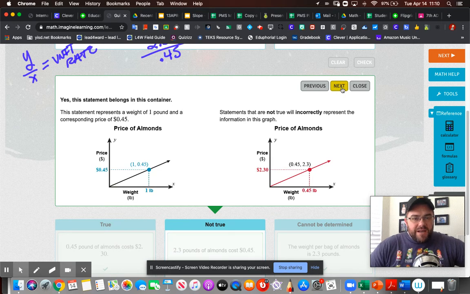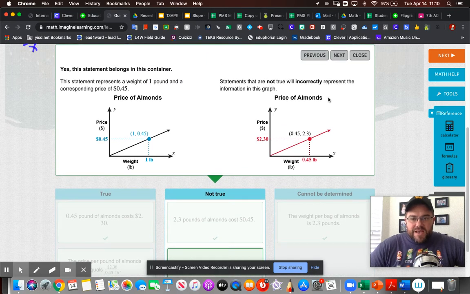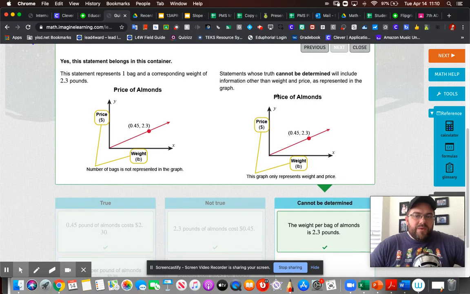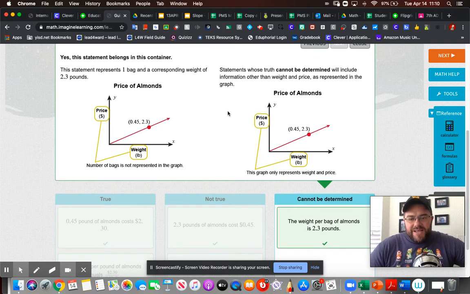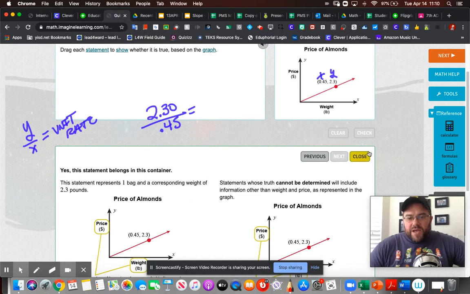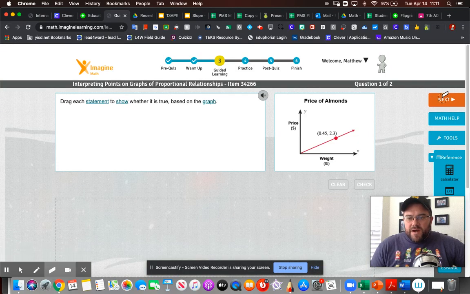And we said earlier that the cost per pound was $5.11. And the last one here, cannot be determined. Statements whose truth cannot be determined will include information other than the weight and the price as represented in the graph. Our graph only represented the weight and the price, how many pounds cost how much. It didn't say anything about the bags of almonds, anything like that. So that's why it cannot be determined. So let me clear all of this out, and let's go to our next question in the guided learning.